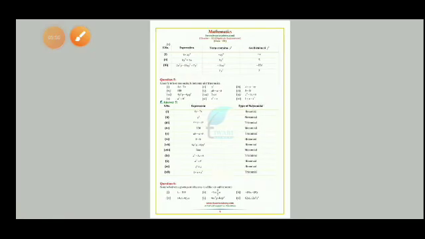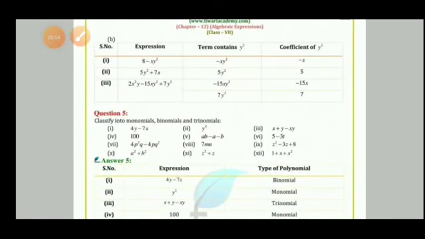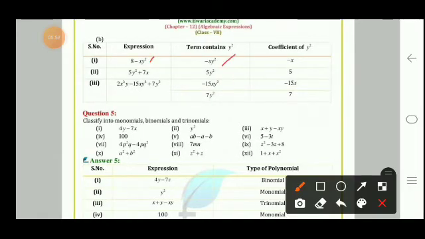Then in the B part we have to find the terms containing y square and the coefficient. Here, the term containing y square is xy square, coefficient is minus x. The term containing y square is 5y square, coefficient is 5. The term containing y square is minus 15xy square, so the coefficient is minus 15x, and this is 7y square, so it's 7. Then classify into monomial, binomial, trinomial.